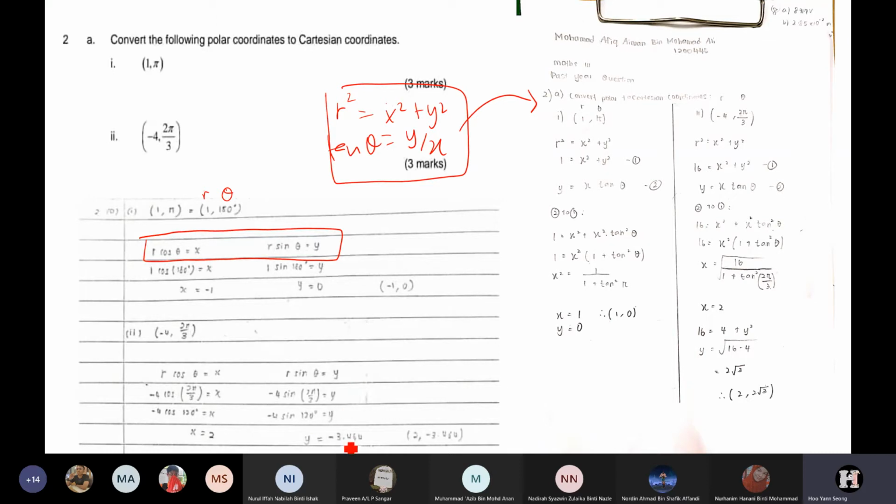If you want to give me negative 3.46, also acceptable. Okay, so this one is 6 marks. Okay, full marks here.